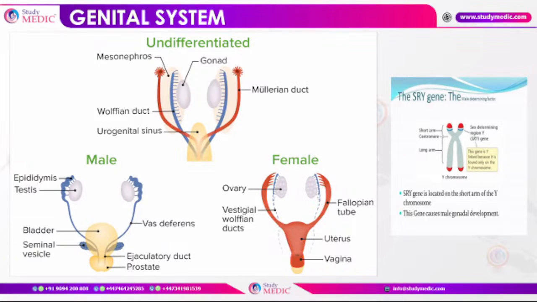And what brings about this change from undifferentiated to differentiated? Well, it is the presence of the SRY gene. The SRY gene is the male determining factor. And where is this present? This is present in the sex determining region of the Y chromosome. This is important. So in the short arm of the Y chromosome, we have the SRY gene. And this particular gene is going to help in the development of the male gonadal system. And absence of this leads to the development of the female gonadal system.